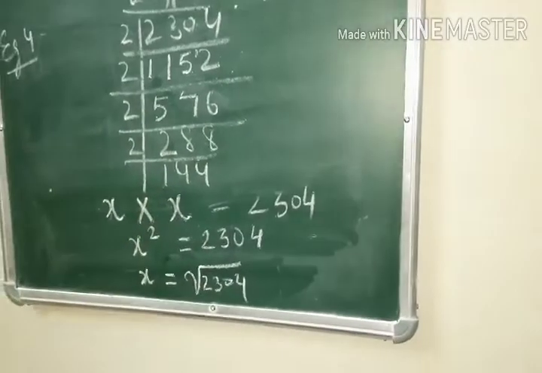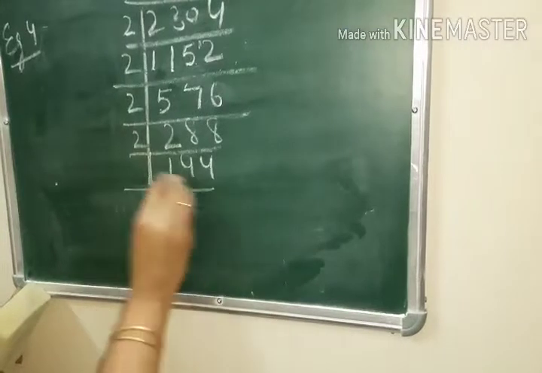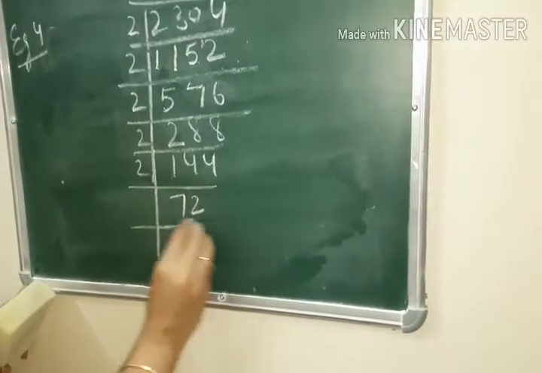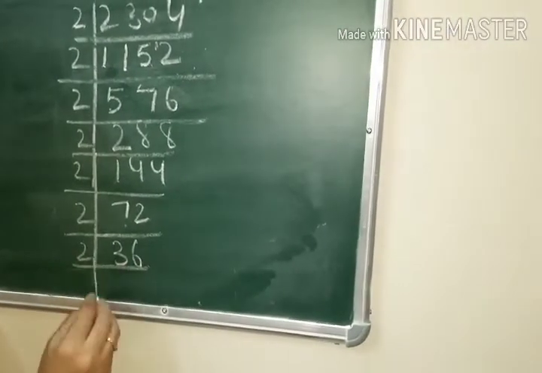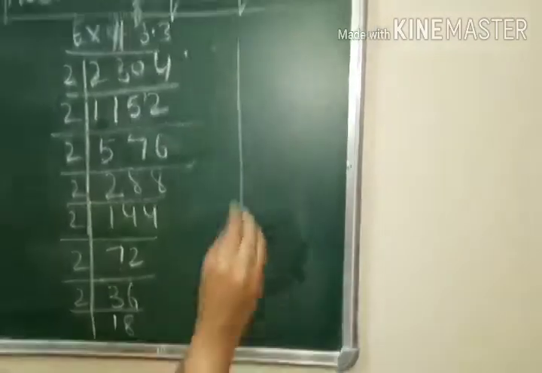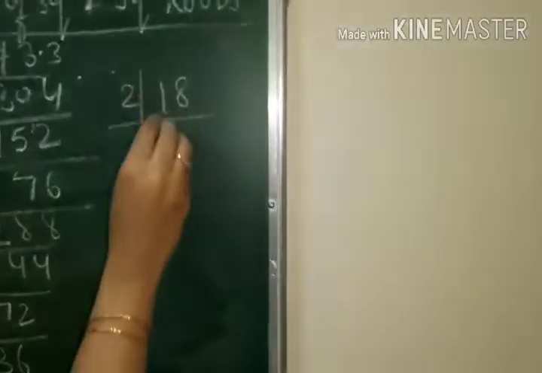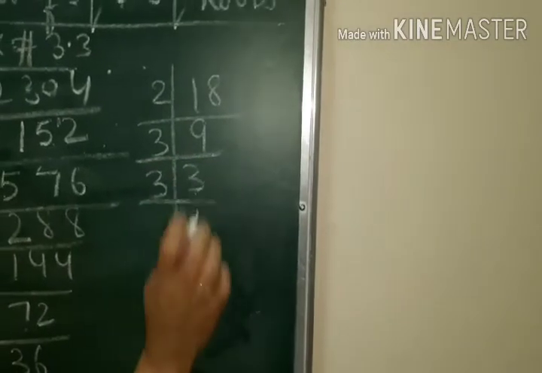144. And keep on dividing it. Next, 2 7s are 14, 2 2s are 4. Now 2 3s are 6, 12 is left, 2 6s are 12. Again by 2. 2 1s are 2, 1 is left, 16, 2 8s are 16. Then 18 will further be divided. 2 9s are 18. Then it will be divided by 3. 3 3s are 9 and 3 1s are 3.